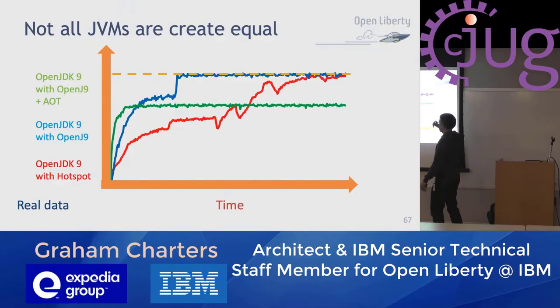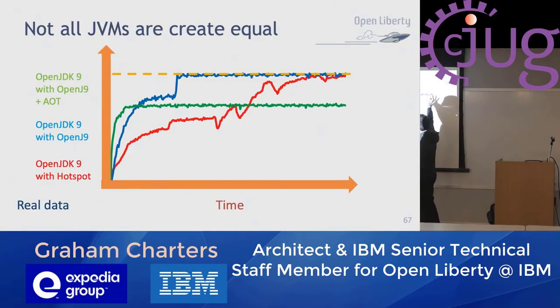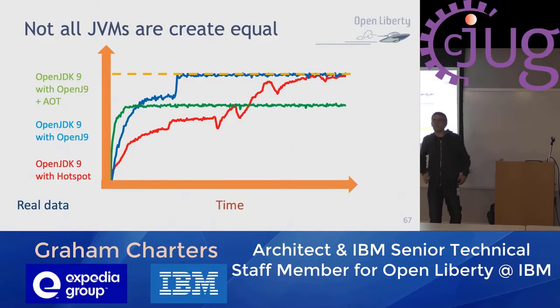And these are actually, I love this, real data. It's not lies. These are some measurements that were done comparing OpenJ9 with Hotspot, all using the OpenJDK class library. And you can see that Hotspot takes a little while to warm up, but eventually reaches essentially the throughput level that we get with OpenJ9. OpenJ9, again with the OpenJDK class libraries, warms up a lot quicker and gets to full throughput a lot sooner.